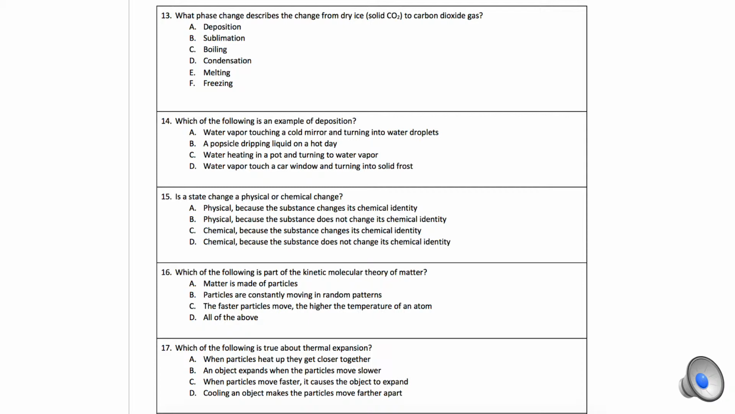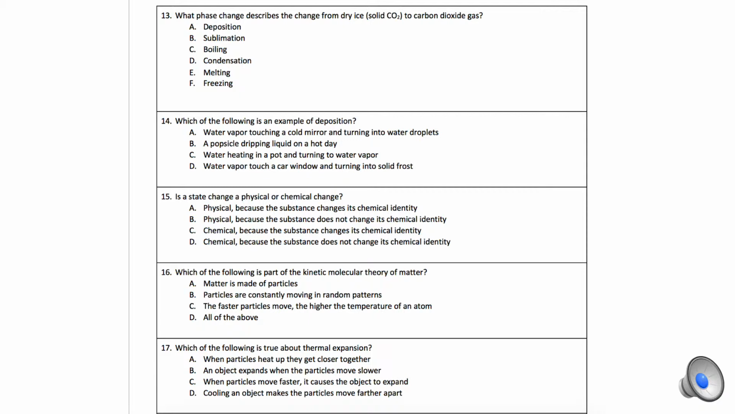Number 14. Which of the following is an example of deposition? A, water vapor touching a cold mirror and turning into water droplets. B, a popsicle dripping liquid on a hot day. C, water heating in a pot and turning into water vapor. Or D, water vapor touching a car window and turning into solid frost.